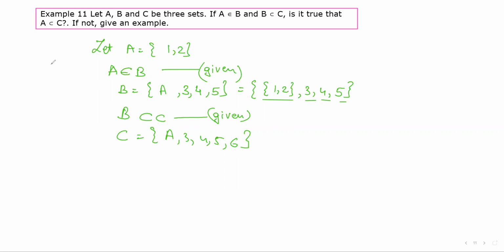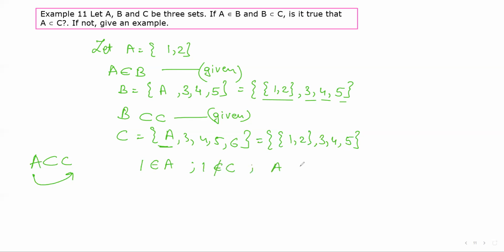Now by observation, can you say that A is a subset of C? For A to be a subset of C, all the elements of A should be present in C. The elements of A are 1 and 2. As you can see, 1 and 2 are not elements of C. A is an element of C, but 1 is not an element of C. Even if you write this in this form, still you cannot say that 1 is an element of C, or 2 is an element of C. A is an element of C. So 1 belongs to A, but 1 does not belong to C. Hence, A is not a subset of C.